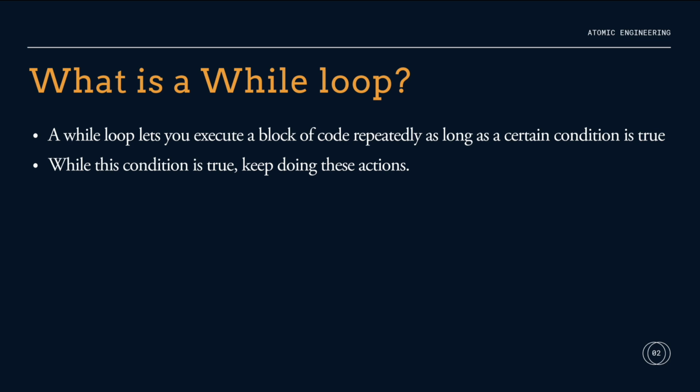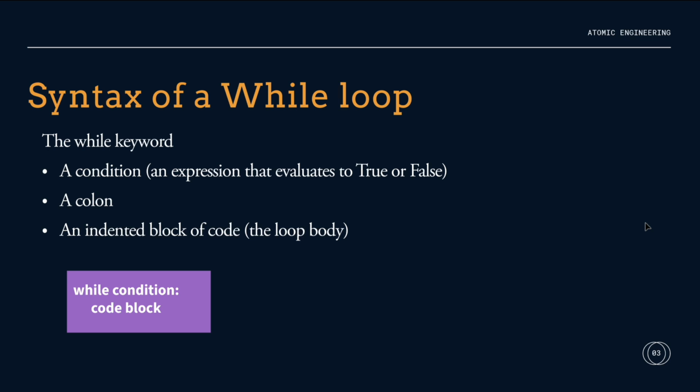It's like telling Python, when this condition is true, keep doing this set of actions, or keep executing this particular block of code. And the syntax of a while loop looks like this. It has a while keyword followed by a condition or an expression, and this condition should evaluate either to true or false, followed by a colon and an indented code block, which is also called the body of the while loop.